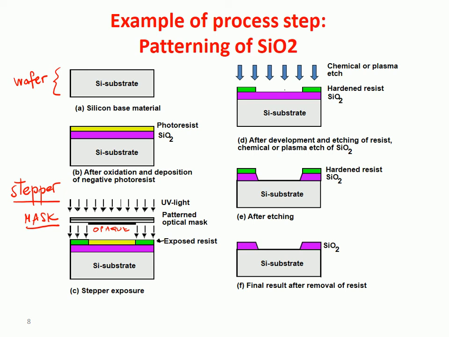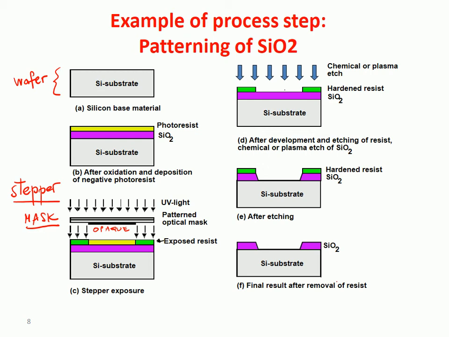So if we put a mask on top of the wafer, it means that the region below the opaque part of the mask is not irradiated with UV light, and so does not change, while the region below the transparent part of the mask is irradiated with UV, and then it's exposed. So it changes in physical properties. Let's assume that this photoresist is of the type that before exposure is soluble, and after exposure is not soluble anymore, becomes hardened.